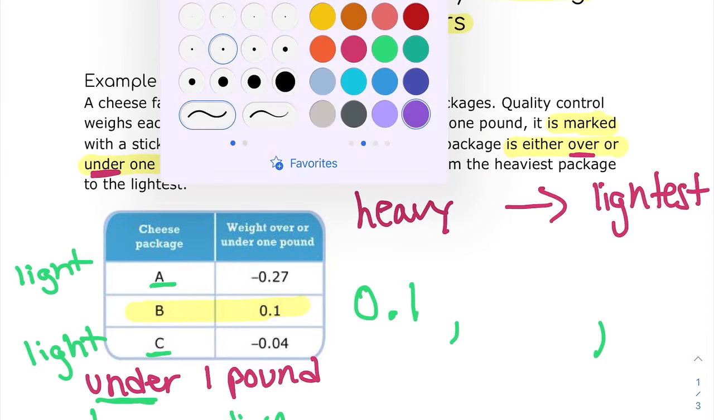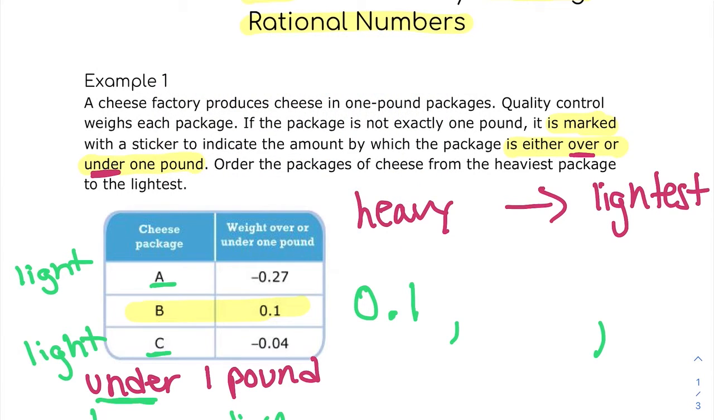What I'm going to do next is look at my tenths place on both A and C. In the tenths place, I have 0.27, so I have 2 in my tenths place, which you could also think of as saying that you have 27 cents on this one. On C, I don't have anything in my tenths place. This is like saying I only have 4 cents. Now, if I was looking at this in positive numbers, I would say that C is going to be my lightest because it's the lowest number, 0.04.